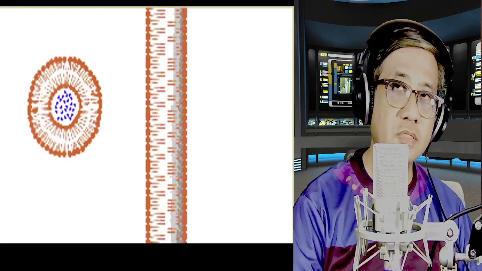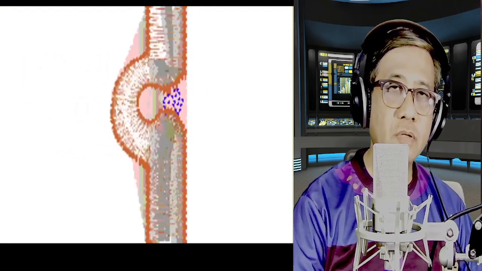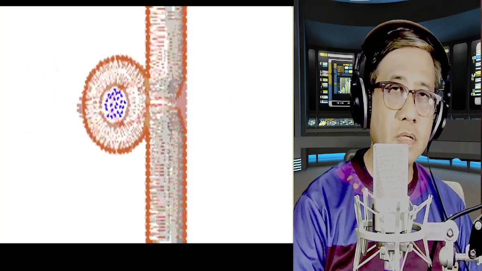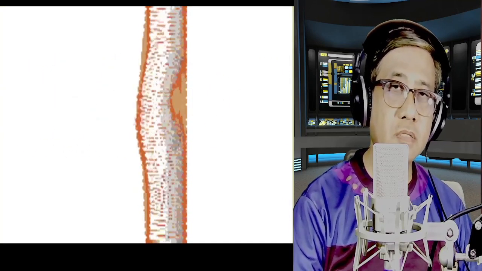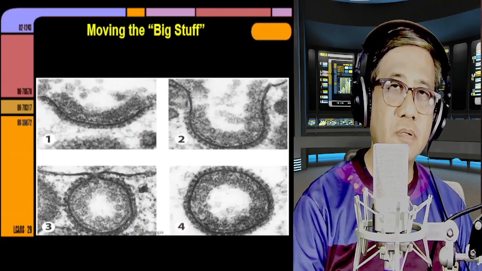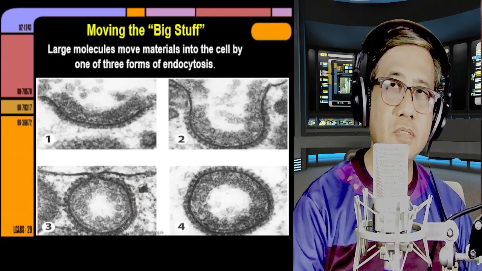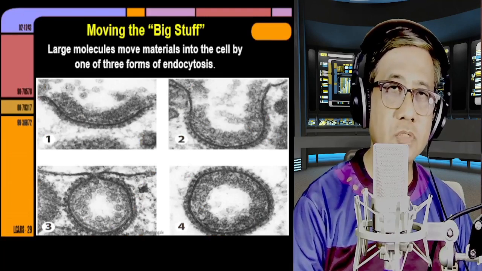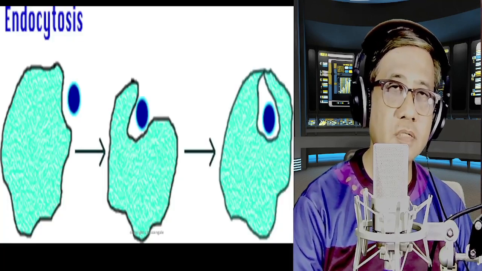Again, here you have a vesicle containing the substances that are needed to exit the cell. The vesicle fuses with the cell membrane, and the materials that need to go out eventually exit the cell. So that is exocytosis. Then we have endocytosis, moving the big stuff inside the cell.